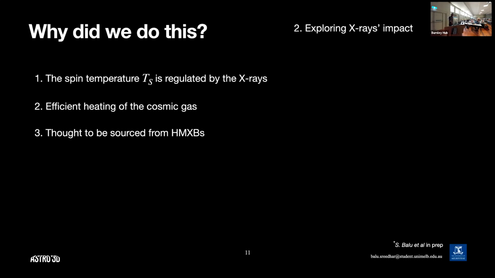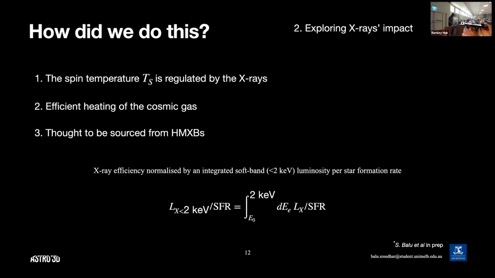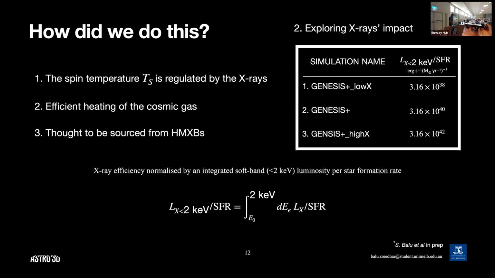Moving on, where we are exploring the impact of the X-rays. The main impact of X-rays is that they actually heat up the gas. So they basically control the spin temperature of the gas. Now, this is just a technical detail about how the X-rays are actually implemented inside the code. The input to Marax is something called a soft band luminosity per star formation rate. So we now introduce two more simulations, which are the low X and the high X.